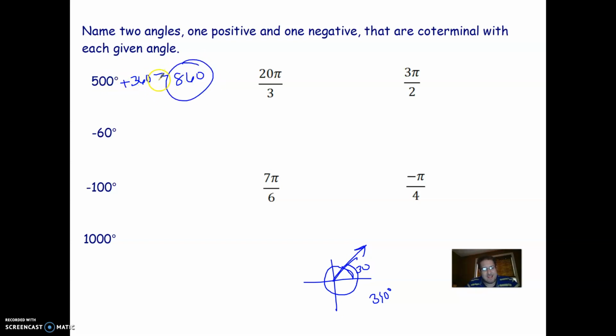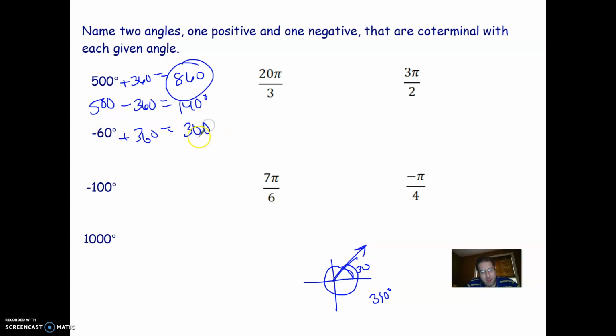Sine of 860 is exactly the same answer as sine of 500 because they literally terminate in the exact same place. The exact same quadrant, the exact same everything. Sine, cosine, tangent, all of their trig functions will be the exact same answer because it's a coterminal angle. Now, if I want to go negative, I would just simply subtract, and then that's going to give me 140 degrees.